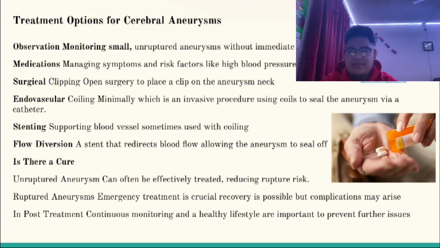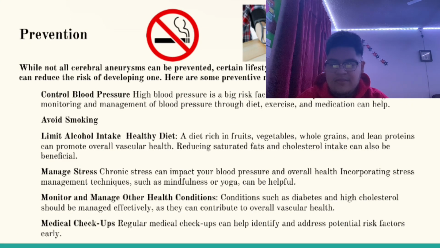Recovery is possible, but complications may arise. While not all cerebral aneurysms can be prevented, there are some things you can do to avoid this disease. You can control your blood pressure by monitoring it, eat a healthy diet, avoid smoking, limit alcohol, manage stress, and get a medical checkup.